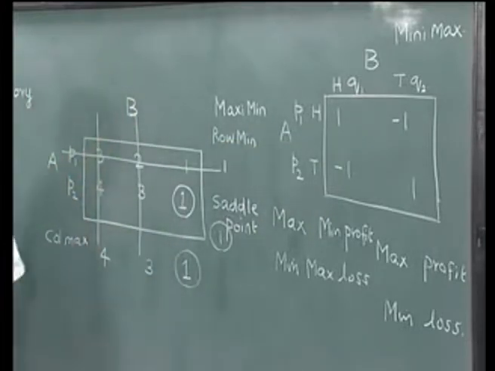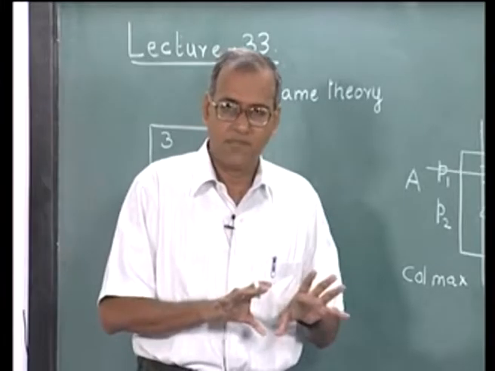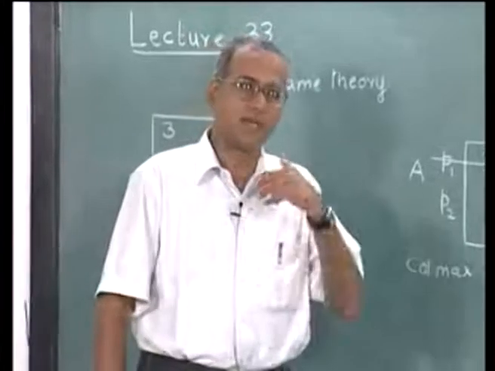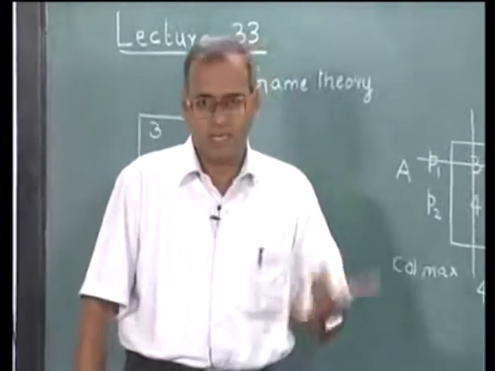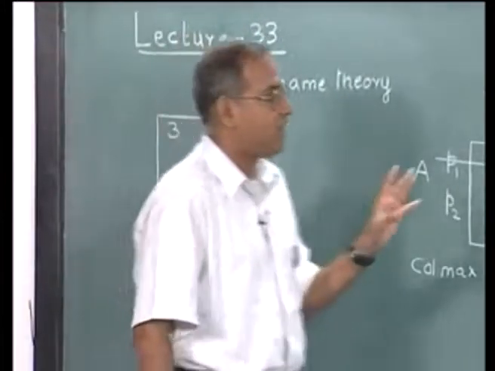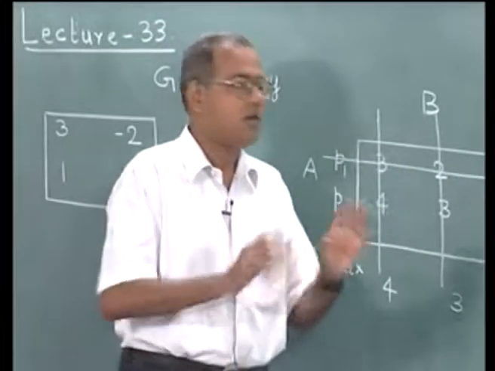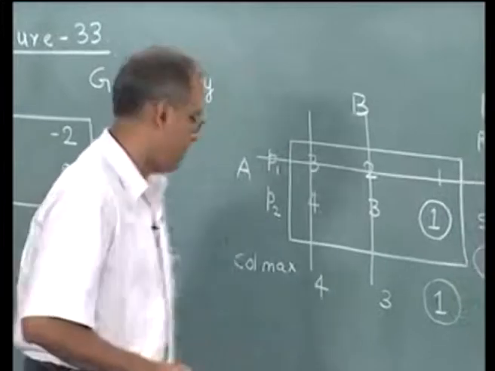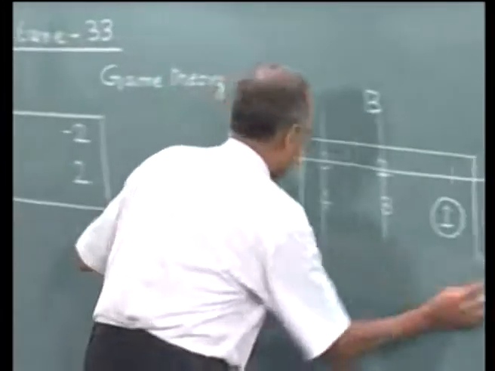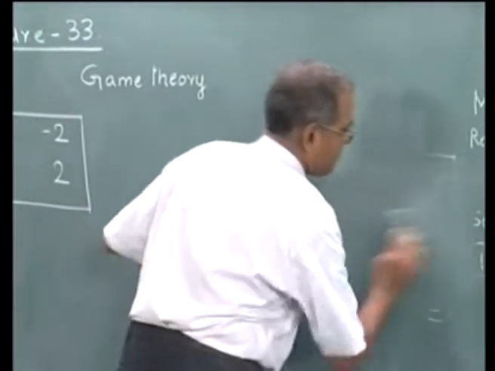Also, if there is no saddle point, then the game is at least a 2 by 2 game. It can be a 2 by 2, it can be a 2 by n, it can be an m by 2, it can be an m by n. So, first let us consider a 2 by 2 and then try to find out how we solve to get the proportions of the times A and B play these games. So, let us look at the other example.